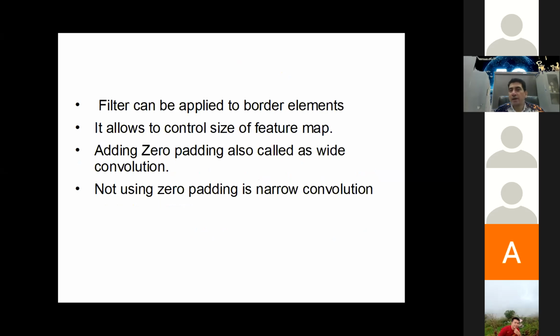So filters can be applied to the border elements. It allows us to control the size of a feature map. Adding zero pads is also called a wide convolution. So if you are adding zeros, it's a wide convolution. If you are not using zero padding, it's a narrow convolution. But there are pros and cons. In case of widening, I'm taking the information. In some cases of image detection, if edges or the boundary elements are very important, I need to do the zero padding.